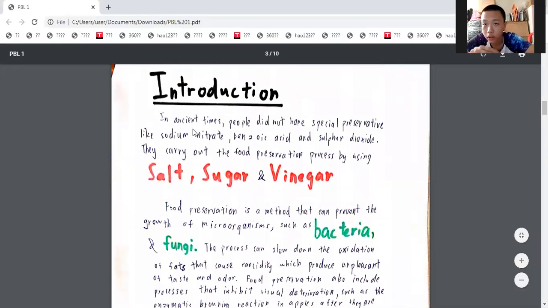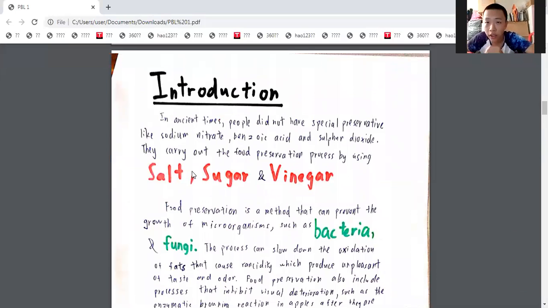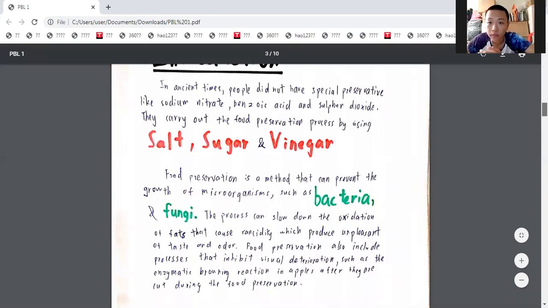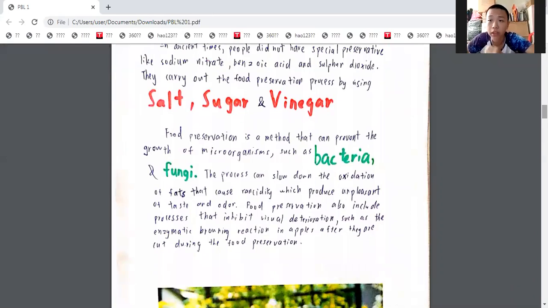Now I'm going to talk about the introduction of food preservation. In ancient times, people did not have special preservatives like sodium nitrate, benzoic acid, and sulfur dioxide. They carried out food preservation by using salt, sugar, and vinegar. Food preservation is a method that can prevent the growth of microorganisms such as bacteria and fungi. The process can slow down the oxidation of fats that causes rancidity, which produces unpleasant taste and odor.